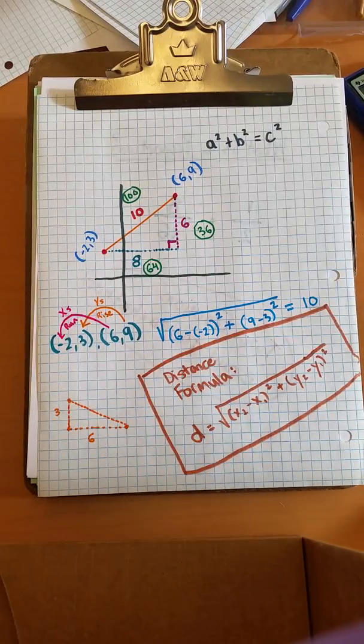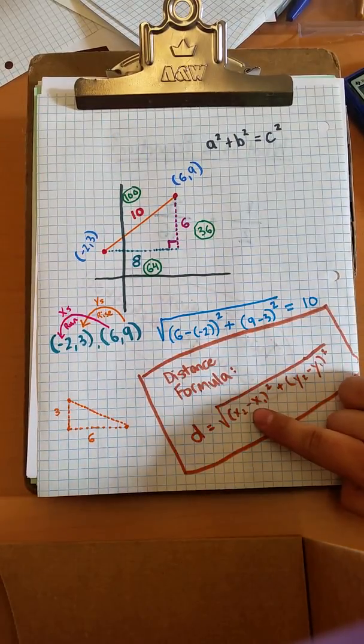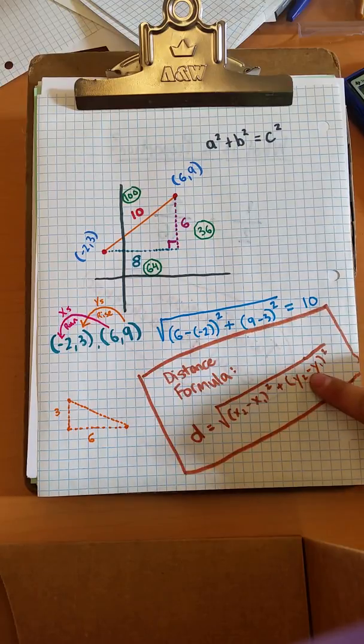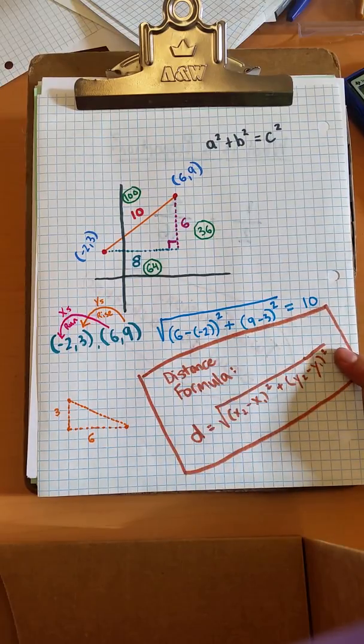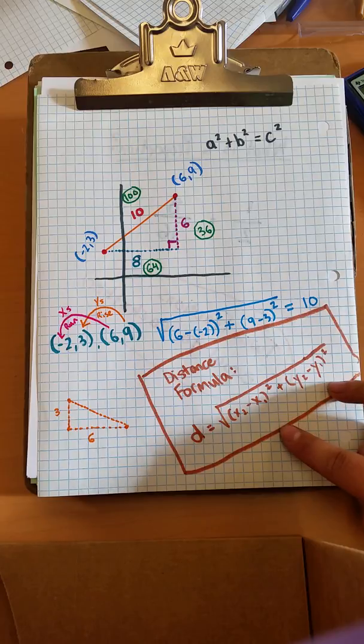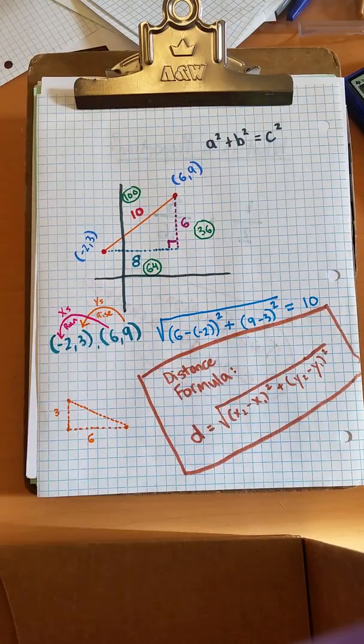If we are comfortable with it, we can use the distance formula. They subtract their x's to get one leg and square it. They subtract their y's to get the other leg and square it. Add those together and take the square root to get the hypotenuse, or the distance between the 2 points.